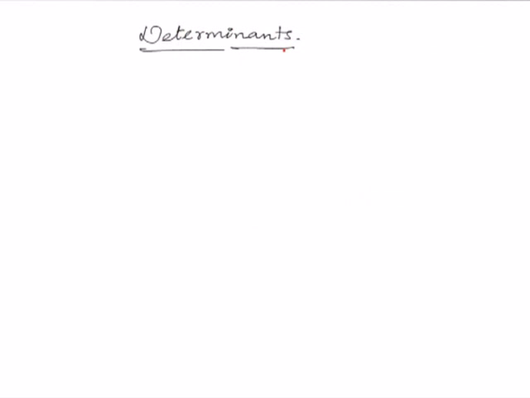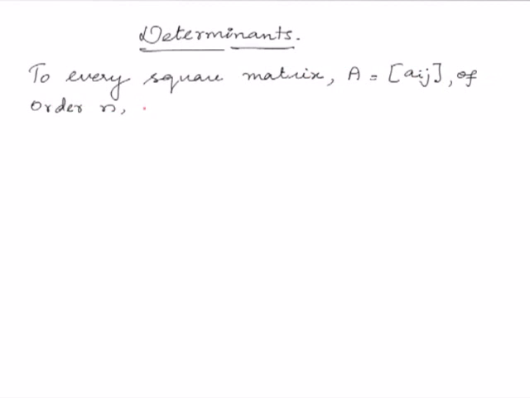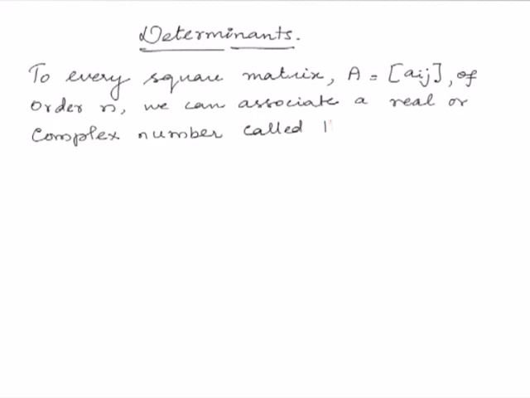Determinants. To every square matrix A equal to [Aij] of order n, we can associate a real or a complex number called the determinant of A. Determinant of A actually stands for the value of the determinant.